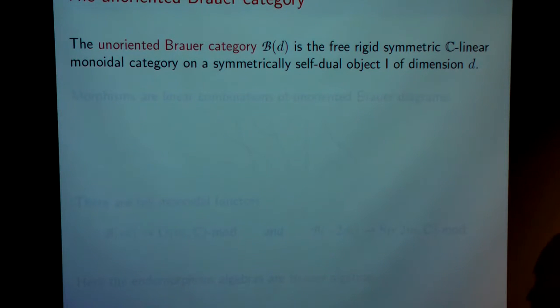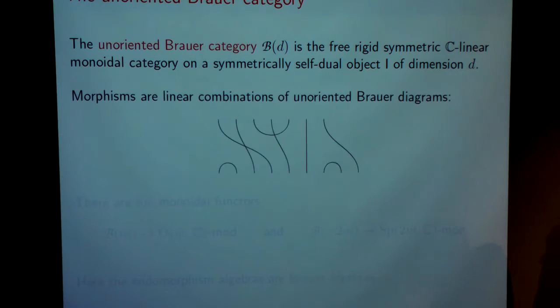Instead of the general linear group, we want to consider the orthogonal group or the symplectic group. Then we lose the orientation. So we have an unoriented Brauer category, which again depends on this choice of complex number. So now it's the free, rigid, symmetric, C-linear monoidal category on a symmetrically self-dual object. So now this object is dual to itself. And that means that our pictures look something like this. We lose the orientation because instead of having one object and its dual, we just have an object that's dual to itself.